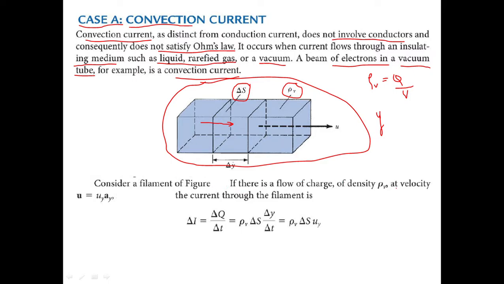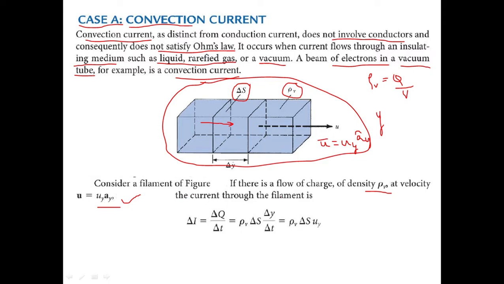If there is a flow of charge of density rho v, where rho v is given by q by v, at a velocity u is equal to uy into ay. Why uy into ay? Because it is going in the y direction, right? So this u is a vector, so the u vector will have the component of velocity in the y direction, into ay cap. So that is what is written here, right? So rho v is flowing at a velocity of u is equal to uy into ay, uy because it is flowing in the y direction.